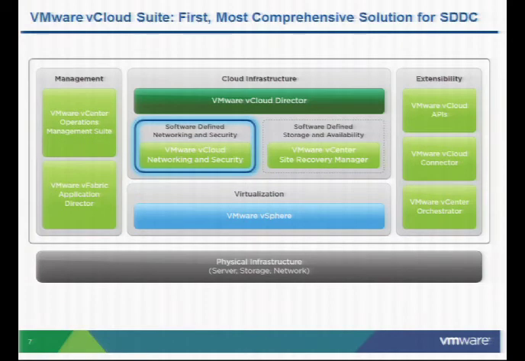And so if you look at our stack, you have vCOps, you have vFabric applications, the Spring stuff. You have vCloud Connector to connect to other clouds. You have the vCloud APIs. In the middle, you have the vCloud networking and security layer. And we look at networking differently this year. We look at it as a way to actually connect multiple hypervisors.